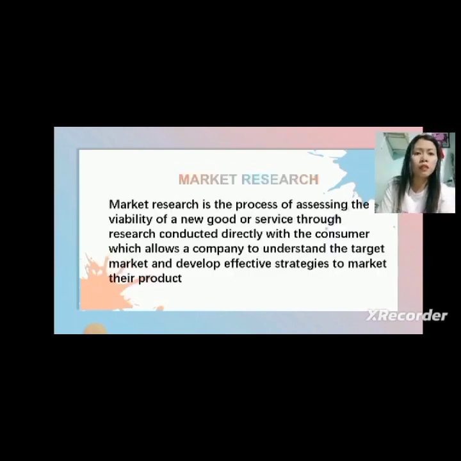And next, market research. Market research is the process of assessing the viability of a new good or service through research conducted directly with the consumer, which allows a company to understand the target market and develop effective strategies to market their product. Ang market research ay ilan sa pangkalahatang layunin na matutulungan ng market research na maisakatuparan ang mga organisasyon kasama ang paggawa ng mga mahalagang desisyon sa negosyo. And that's all.